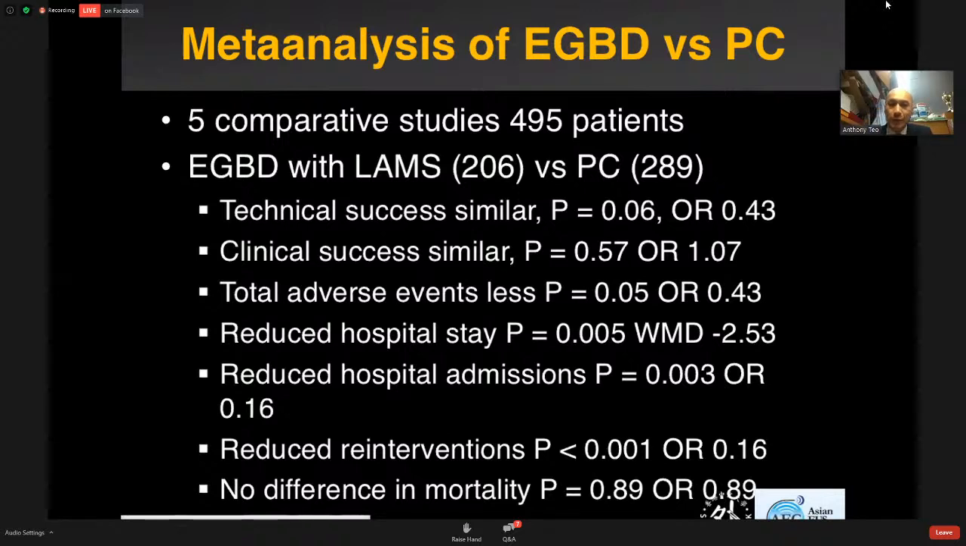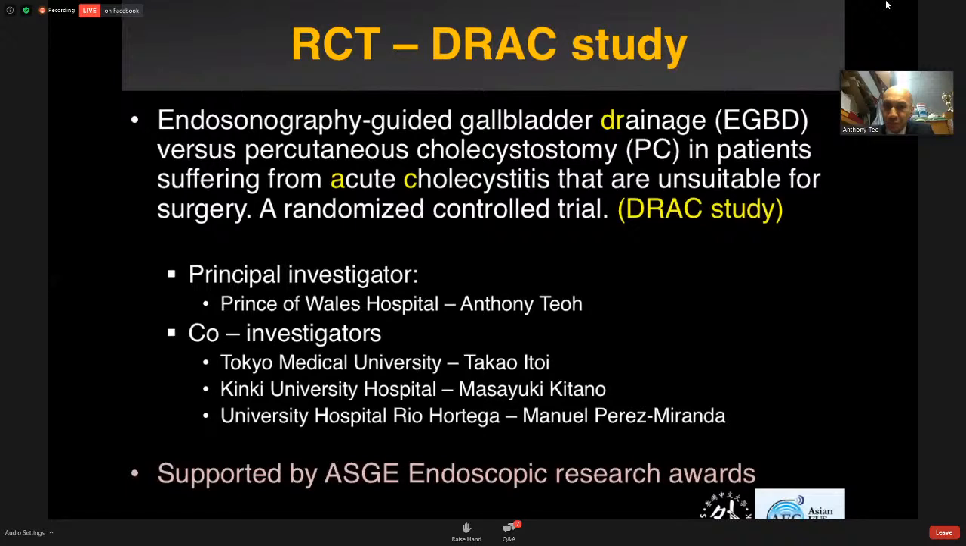So this is expected because with percutaneous drains, the patient often comes back with a blocked tube, dislodged tube, all sorts of problems. And also patients in general do not like these external tubes.